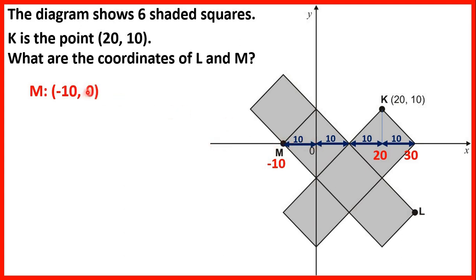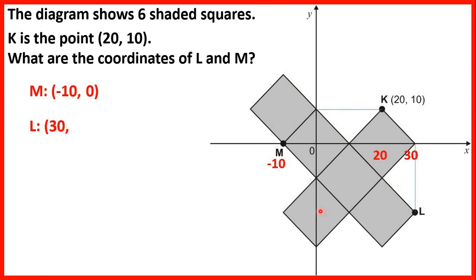and because point M sits on the x-axis, that must mean the y-coordinate is 0. So now we can see that this point here, point L, is in line with this point here, which we found is 30. So the x-coordinate for point L is 30.